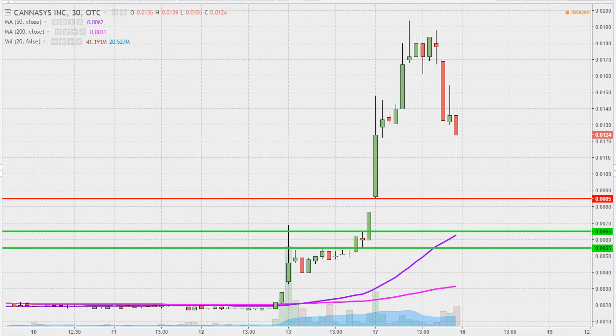I did do this analysis on Friday, so that's where these red and green lines are coming from. And I don't mean to state the obvious, but I will anyways. A very nice day today. Great way to start off the week.